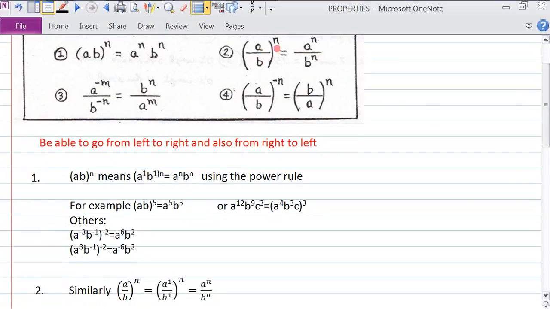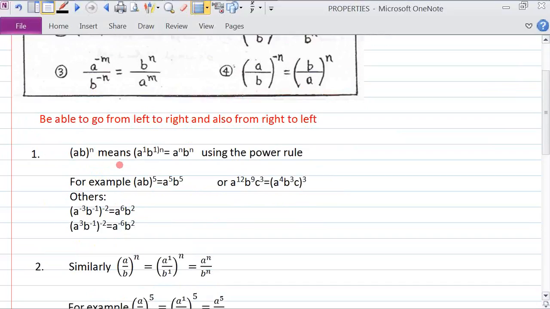A over b to the nth power equals a to the n over b to the n. Here what happens is a to the minus m goes down here, b to the minus n goes up there, becomes positive. That's rule number 3. And here a over b to the minus n equals b over a to the n. So let's look at each one of these.